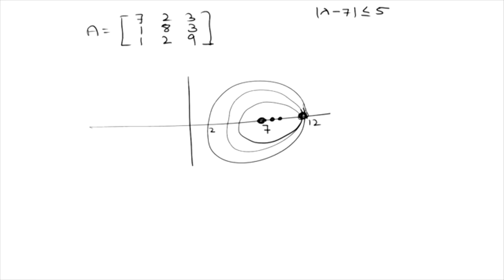So, all these circles will intersect here at 12, which is our spectral radius, or Perron root. We satisfy the claim that only the Perron root will lie on the spectral circle.